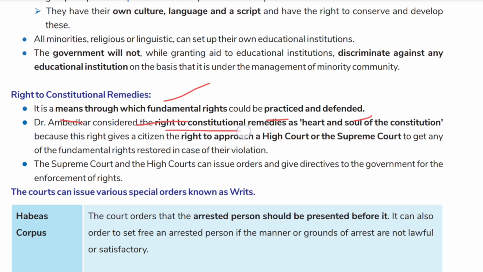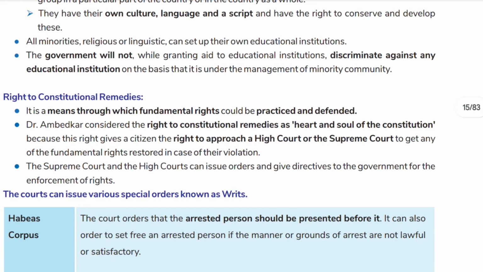Dr. Ambedkar considered the right to constitutional remedies as the heart and soul of the constitution. Why? Because these rights give a citizen the right to approach the High Court or Supreme Court to get any of the fundamental rights restored in case of their violation.